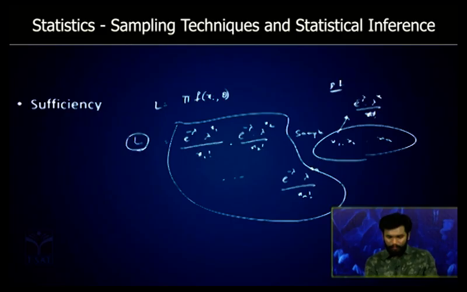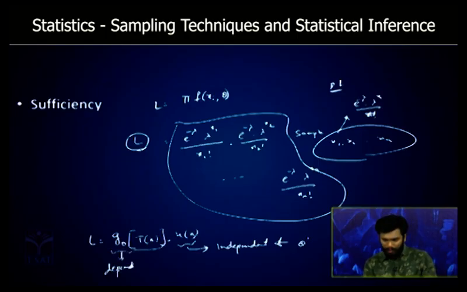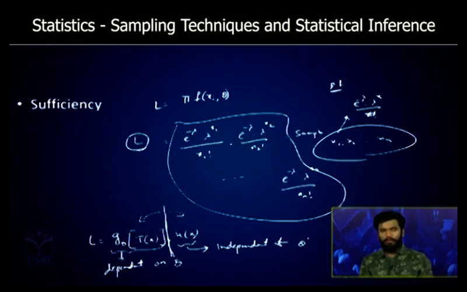So when we write L, if we can rearrange all these things in the form of g of theta into t of x into h of x, as two functions, then this h of x is independent of theta and this g theta of t of x is purely dependent on theta. So when we write the function as a product of two functions, one purely dependent on theta and the other purely independent of theta, then we say that the estimator Tn of x is a sufficient estimator.